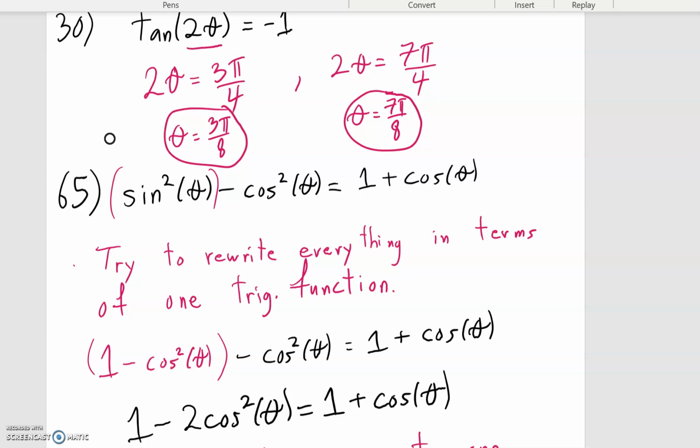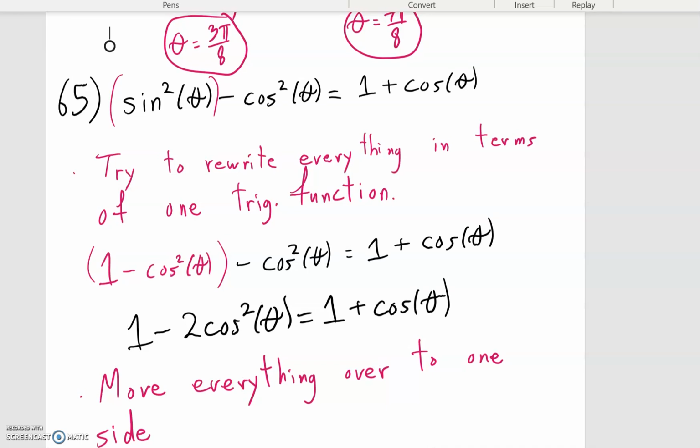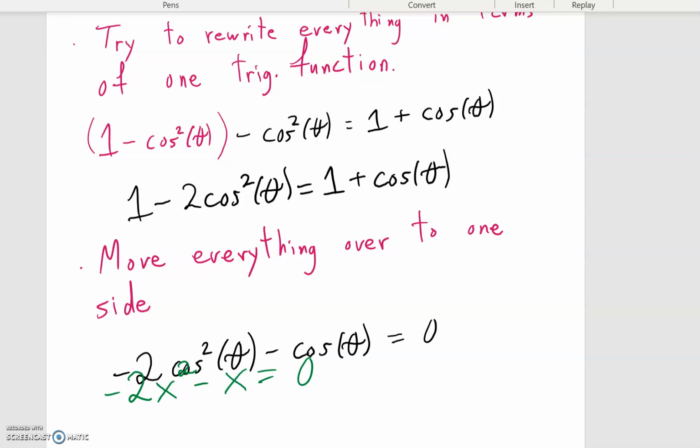Now what do we do? Right now, we have a trigonometric equation that is rather quadratic. We are going to move everything over to one side. Let me erase this in the green here. In fact, I have to erase quite a lot of stuff here. When we move everything over to one side, we have negative 2 cosine squared of theta minus cosine of theta equals 0.